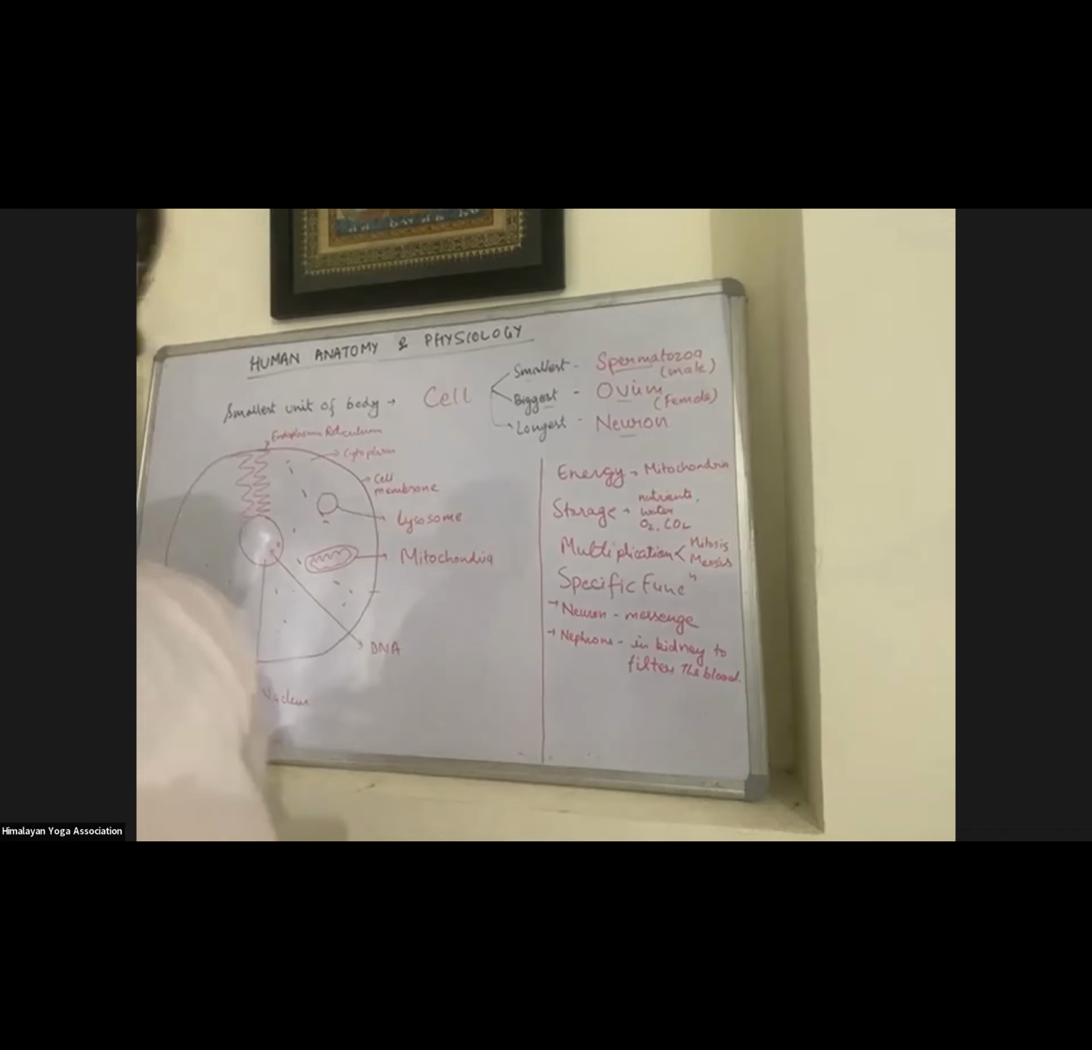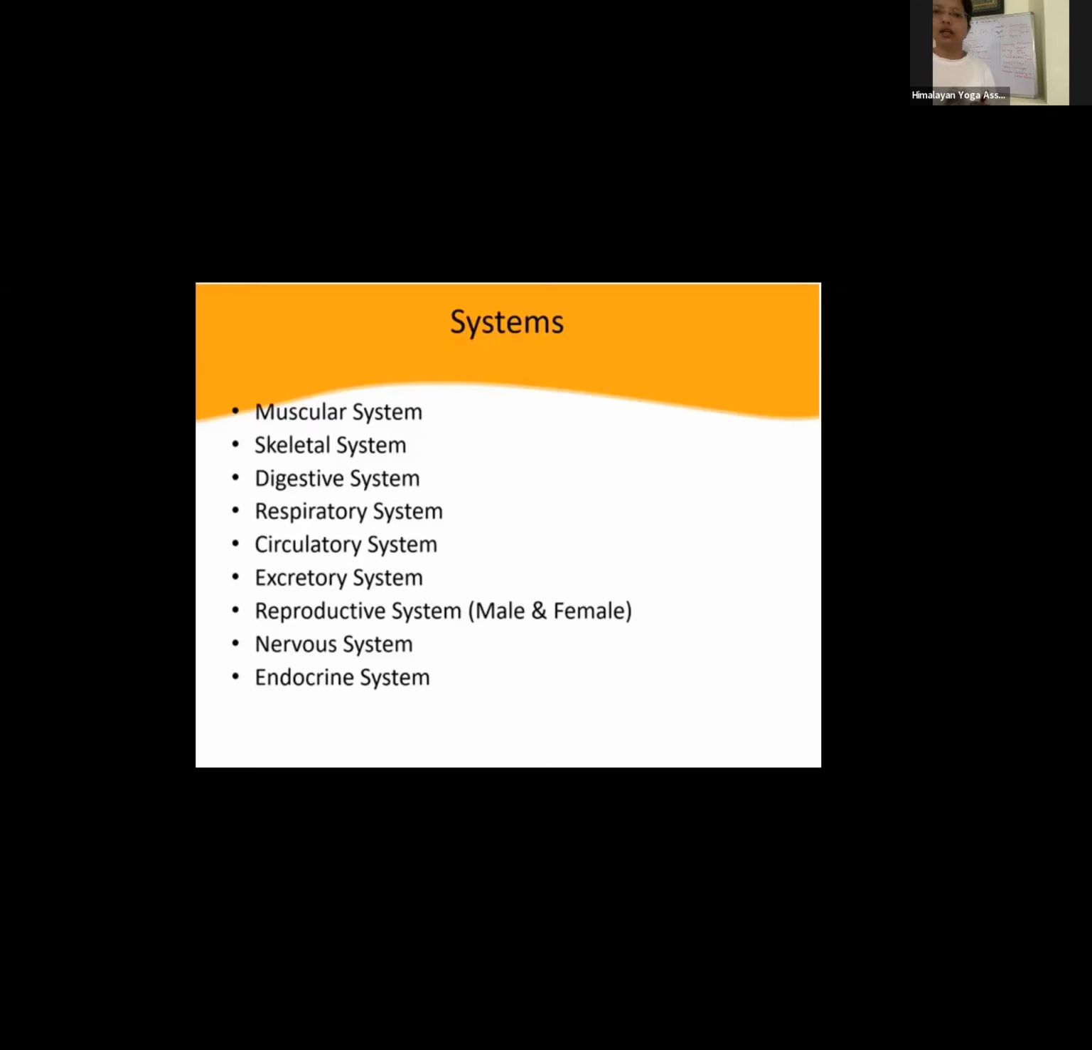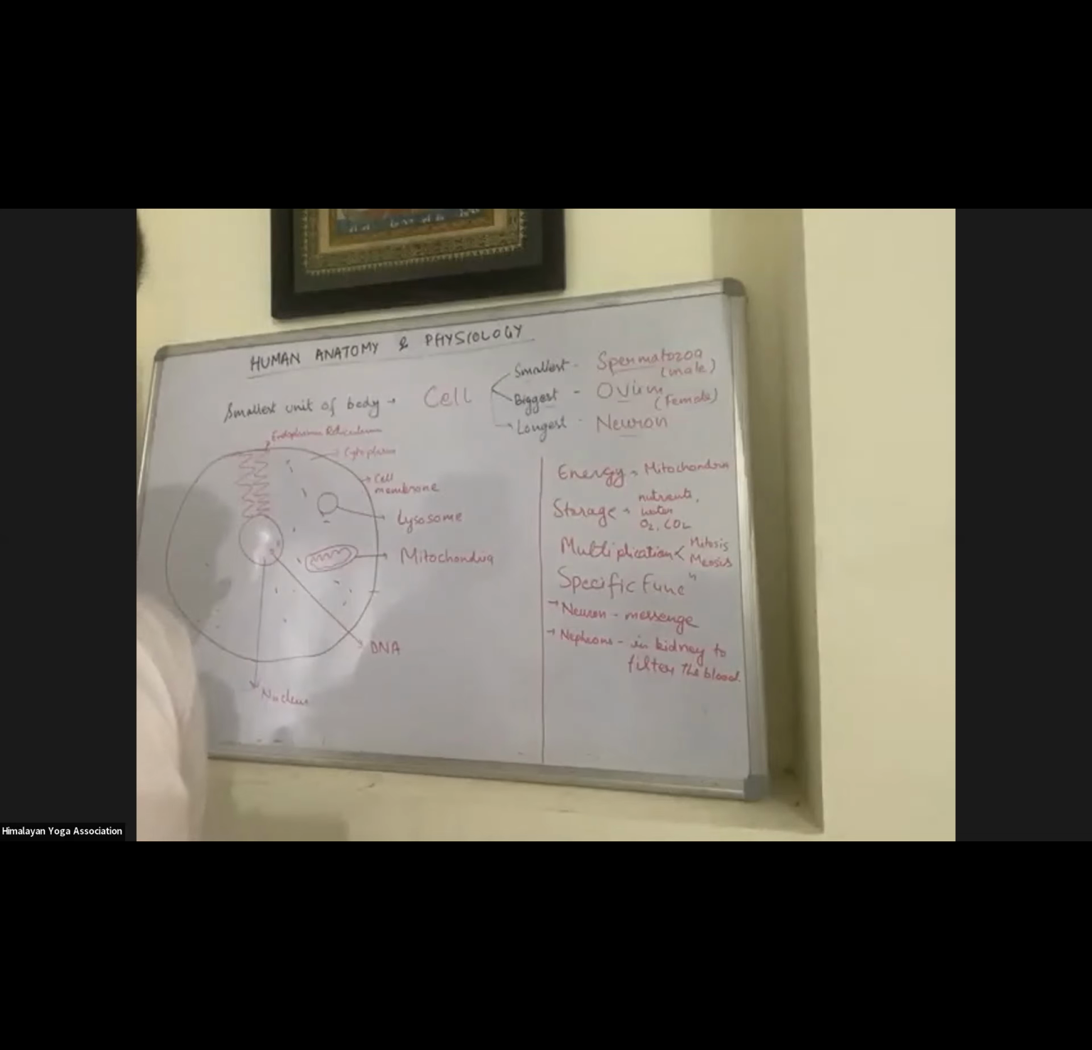Okay. So let's see the different kinds of systems that we have in our body. We have studied muscular system, skeletal system, digestive system, respiratory system, and circulatory system. Okay, we have covered that in our classes. Other than that, we also have excretory system, reproductive system, nervous system, and endocrine system. Please take a screenshot of this.